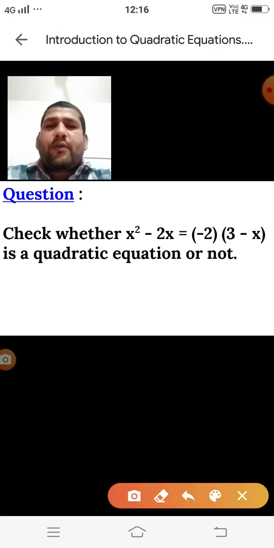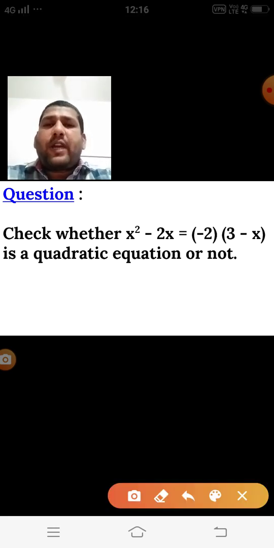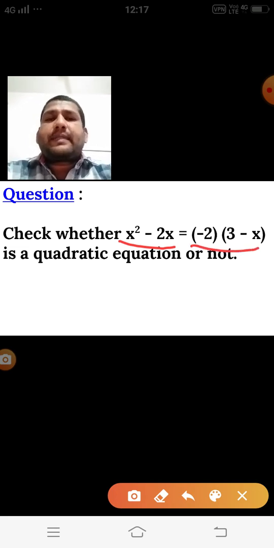Let us take a question. In exercise 4.1, some equations are given and in the first question we have to tell whether the given equation is a quadratic equation or not. I am taking this one: x square minus 2x is equal to minus 2 into (3 minus x). Without solving, if you tell the degree in these kinds of equations, sometimes we get the wrong answer. For this reason we solve the equation first, and then observe whether we get the highest degree 2 or not.